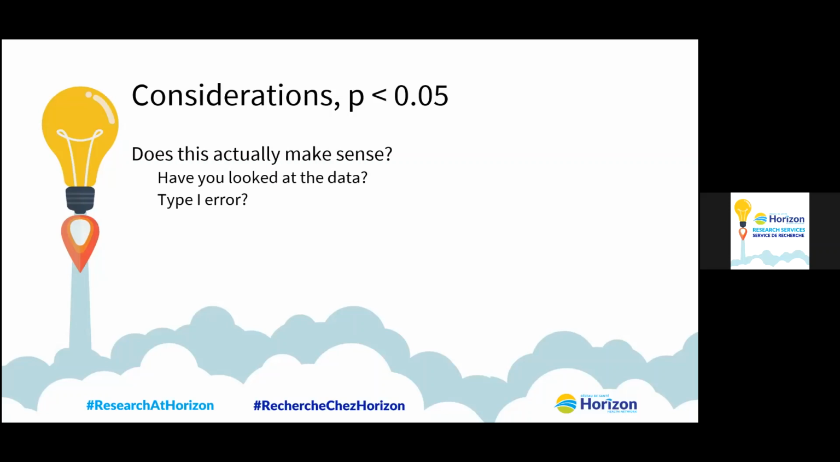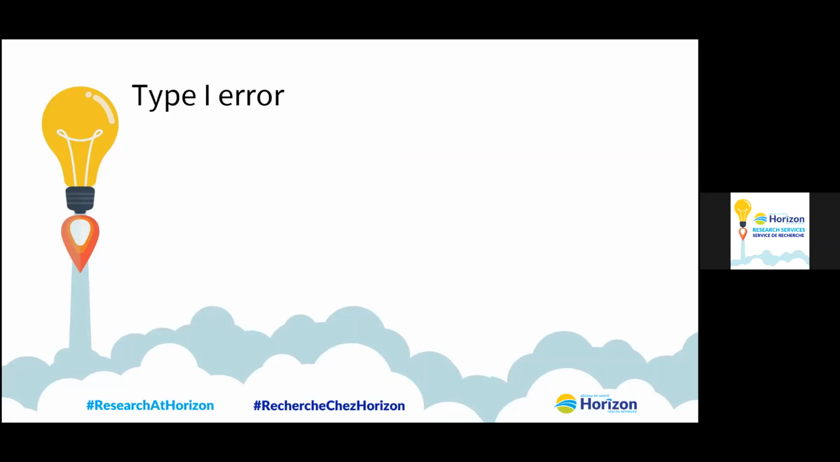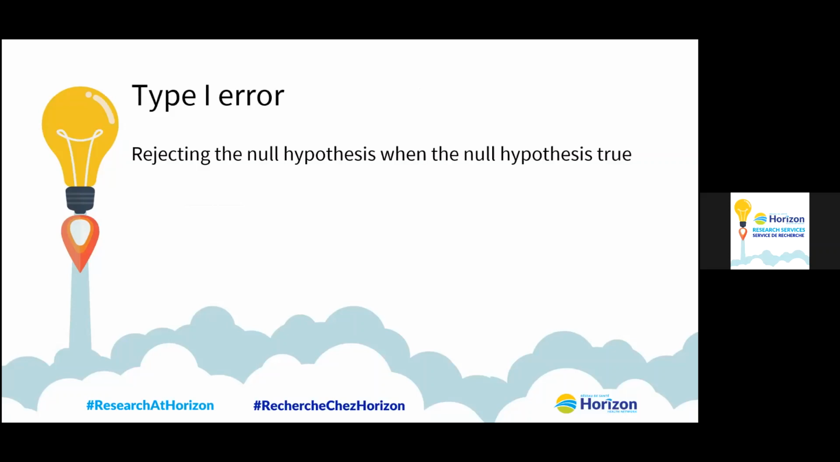Another thing is, could your results be due to a type 1 statistical error, which I'll talk about in a minute? Or have you thought about reporting the effect size for your analysis? So the type 1 error in statistics is the rejecting of the null hypothesis when the null hypothesis is true. So this is what we would consider a false positive situation.